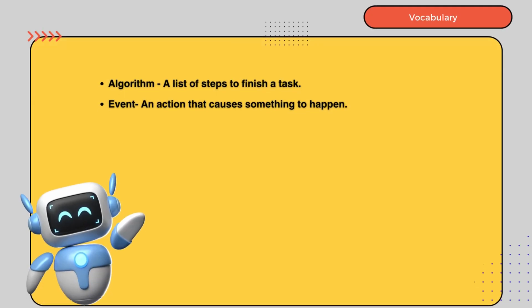Let's take a look at your vocabulary. Algorithm: a list of steps to finish a task. Event: an action that causes something to happen.